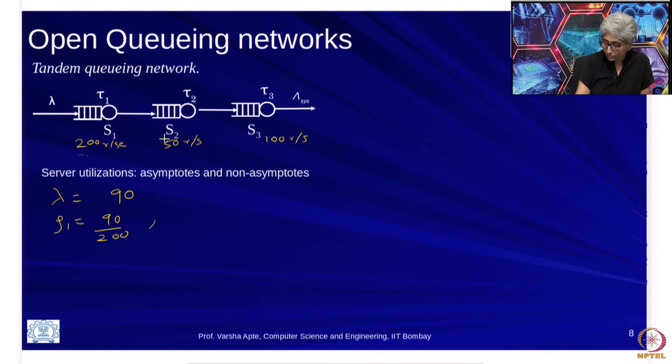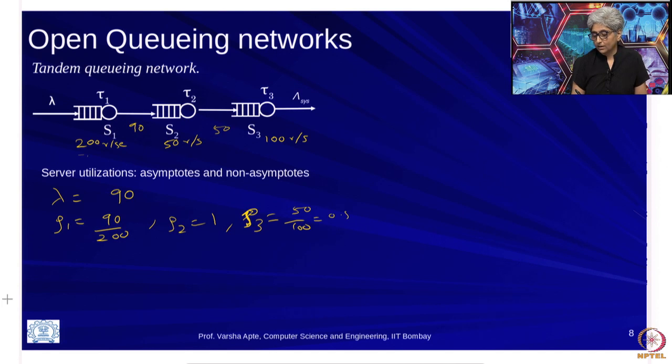But now 90 will come here, again rho 2 will be 1 and the exit out of here will again be 50, and rho 3 will be again 50 by 100 equal to 0.5. You can see that, because there is a slower server before this server, the utilization of station 3 will just never reach 1, no matter what happens.